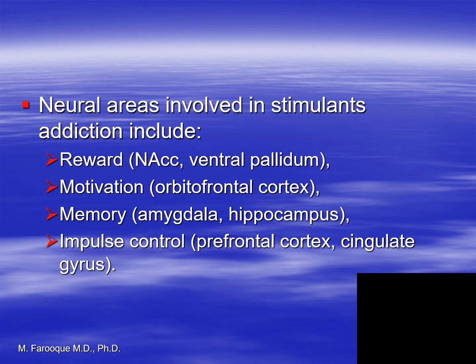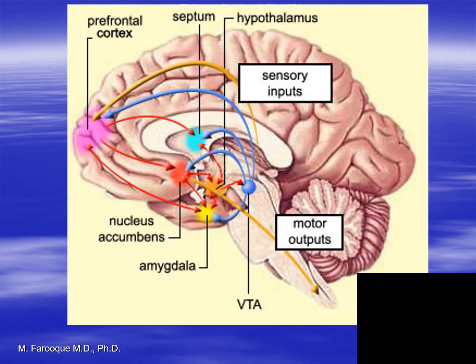Neural areas involved in stimulant addiction include reward, nucleus accumbens, ventral pallidum. Motivation is attributed to the orbitofrontal cortex. Memory, with amygdala and hippocampus. Impulse control, prefrontal cortex, cingulate gyrus. Here are the relevant areas involved in addiction, including prefrontal cortex, nucleus accumbens, amygdala, etc.